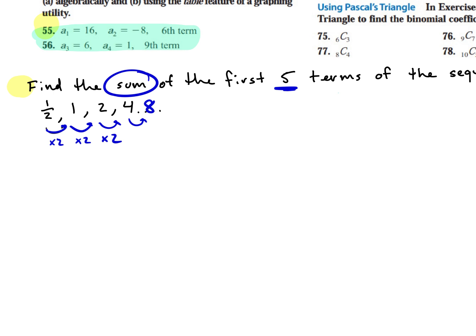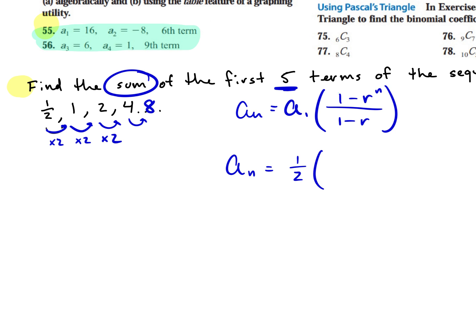So we give you the sum formula. A sub n is equal to a sub 1 times 1 minus r to the power of n over 1 minus r. So a sub n is equal to, our first term is 1/2 times 1 minus r. What is r? It would be 2. R is our common ratio. That is what we're multiplying to get from one number to the next. So this would be r. So 2 to the nth power.